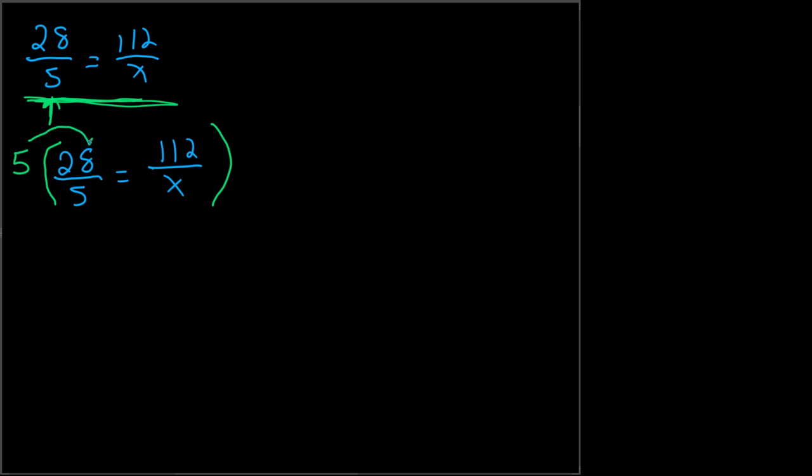That means I have to do 5 to this side and 5 to this side. So the 5's here will cancel, leaving me with 28, because that 5 here will cancel this 5 here. I'll do that in orange, my canceling in orange. That cancels that. But the 5 coming across here multiplies 5 times what I have sitting over there, 112 over x. But I still have a fraction, and I want to clear all my fractions.